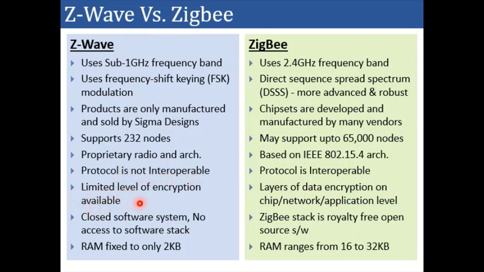Z-Wave has limited level of encryption, while in case of ZigBee, we have multiple layers of data encryption, which can happen either at chip, network, or application level. Z-Wave is a closed software system. There is no access to the software stack. So because of that, it is more or less a proprietary kind of solution. While ZigBee stack is royalty free and open source software. Here, in case of Z-Wave, the RAM is also fixed and the RAM is only 2 KB, while in case of ZigBee, the RAM ranges from 16 to 32 KB.